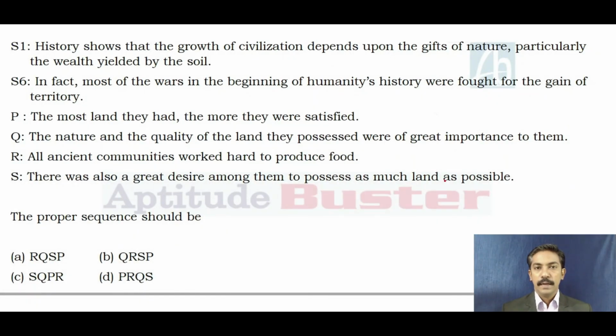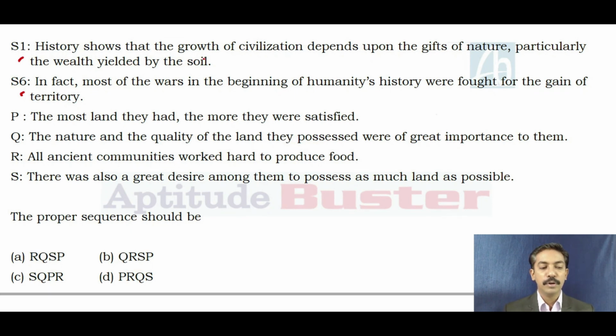Next question. I repeat the steps once again. Step 1 is to look for clues in the sentences when you have S1 and S6. Step 2 is to pick clues from the options. Let's do it step by step. Step 1. History shows that the growth of civilization depends upon the gifts of nature, particularly the wealth yielded by the soil. What could be the next sentence?